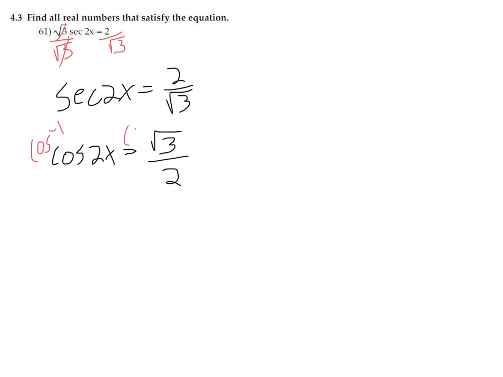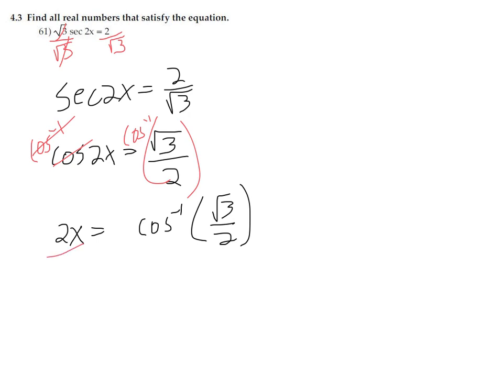The reason why I wanted to switch is your calculator doesn't have an arc cosecant, or sorry, an arc secant, or an arc cotangent. None of those. So we're going to go back to our regular functions so that we can utilize our calculator more easily. 2x equals arc cosine of square root 3 over 2. Divide by 2. Let's put a 1/2 in front. And we have our solution.